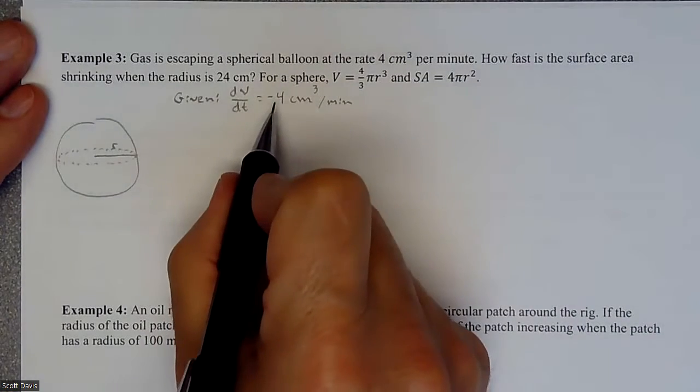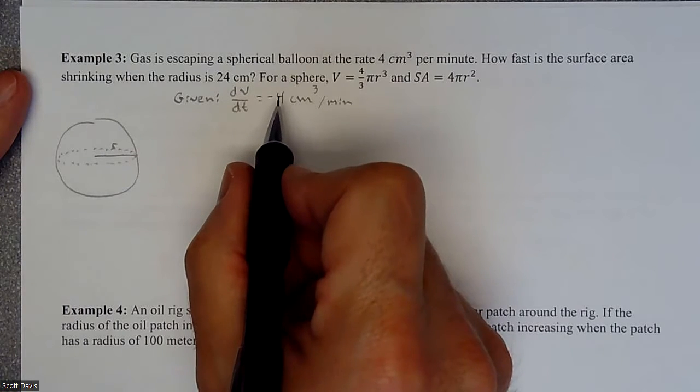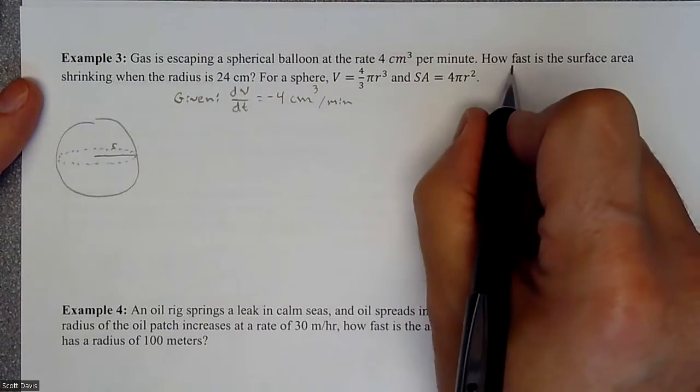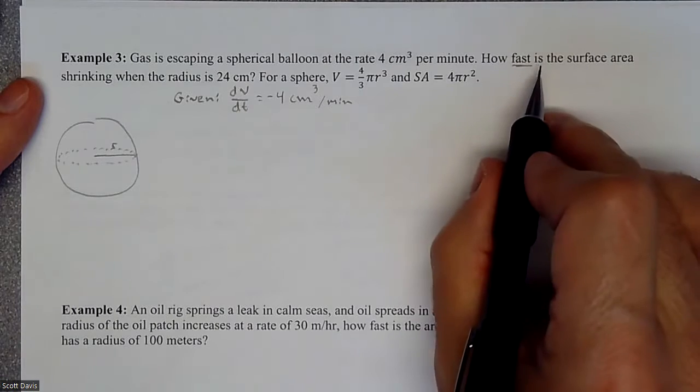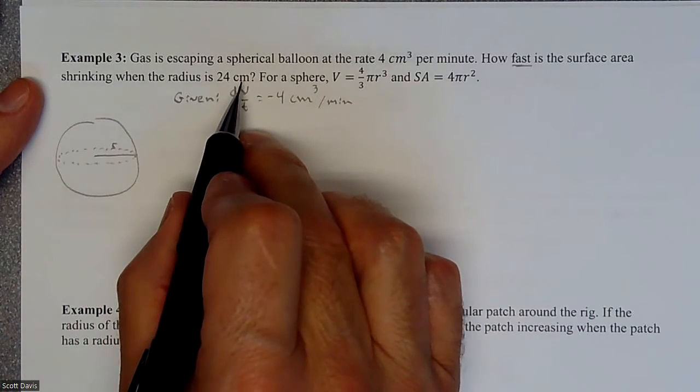All right, negatives and positives matter, right? If something's expanding, then we want to have a positive rate to it. If something is shrinking, then we want a negative rate to it. So it says how fast, we'll talk about the way that they ask that in a minute, is the surface area shrinking when the radius is 24 centimeters.